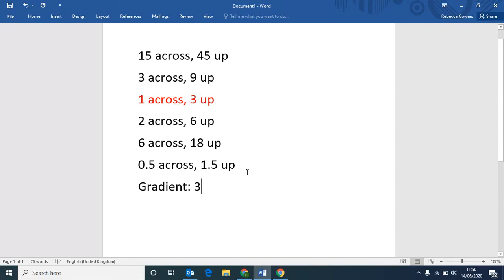Hopefully, when you look at the other ones, 3 seems like a really good idea anyway, because if you look at the 15 and the 45, if you multiply by 3, you get from one to the other. And again, for 3 and 9, if you multiply by 3, you get from one to the other, and from 2 to 6, and 6 to 18, and all of those other ones. Okay, so we get the across value to 1, and then the other number tells us our gradient.